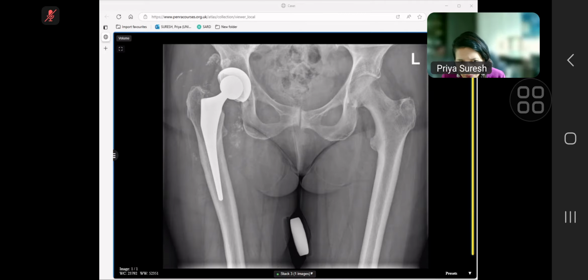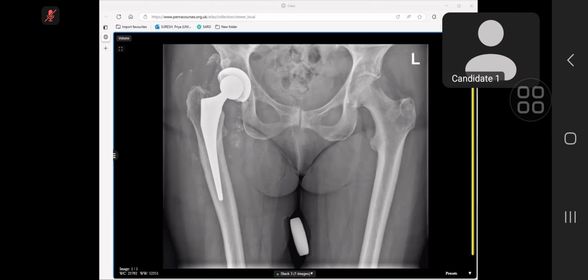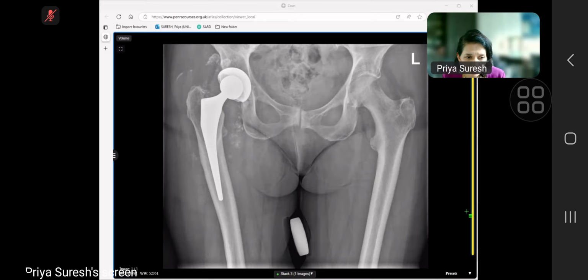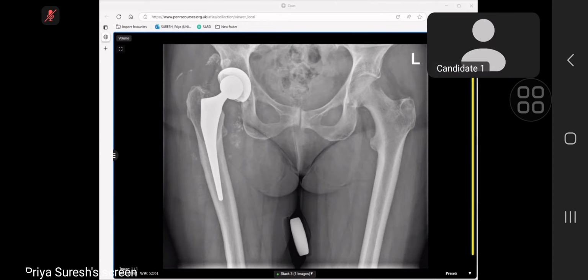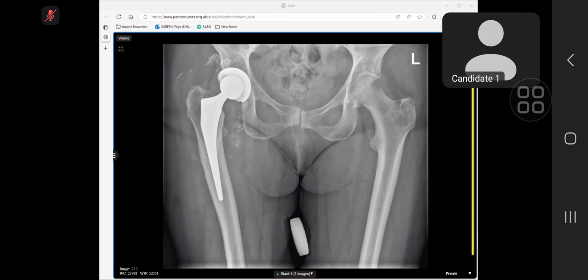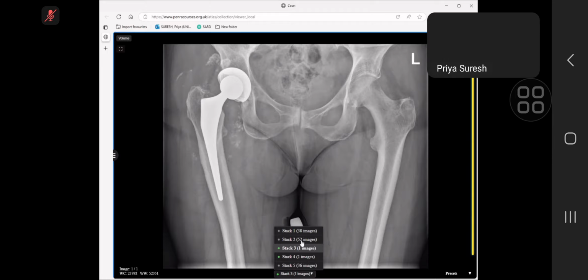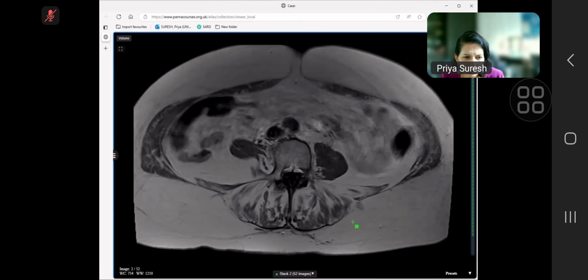Okay, any other differential? The other differential is post-procedural heterotopic ossification. But then you dismissed that because you said it's not close to the bone. Then the other possibility is myositis ossificans. Okay, fine. And what features are you looking for on the MR to help you? I would like to see the soft tissue component. If it is present and there is associated enhancement, then it can be a neoplastic process. Okay, so this is the T1.